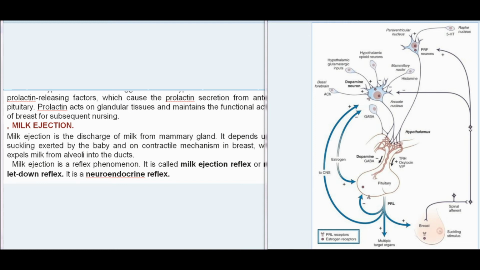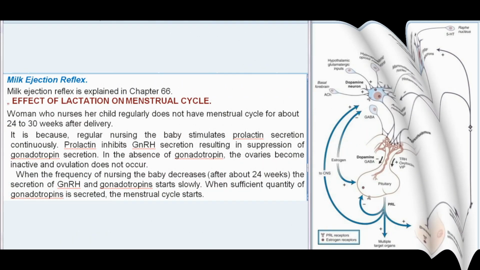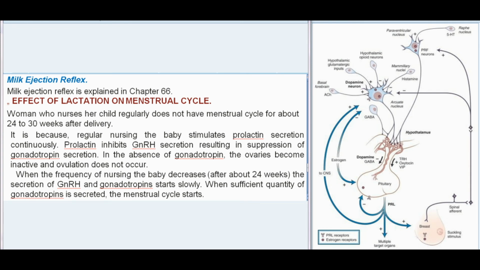Milk ejection. Milk ejection is the discharge of milk from the mammary gland. It depends upon suckling exerted by the baby and on a contractile mechanism in the breast, which expels milk from alveoli into the ducts. Milk ejection is a reflex phenomenon. It is called the milk ejection reflex or milk letdown reflex. It is a neuroendocrine reflex. Milk ejection reflex is explained in Chapter 66.